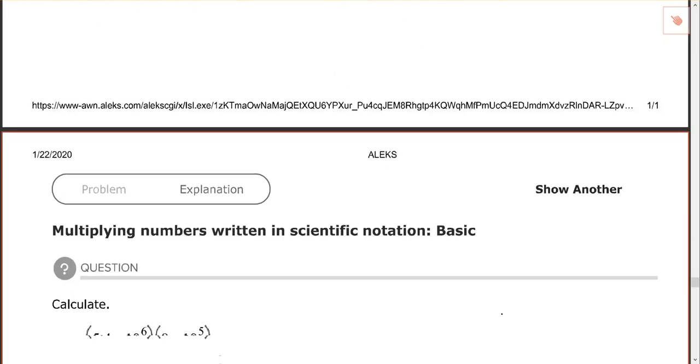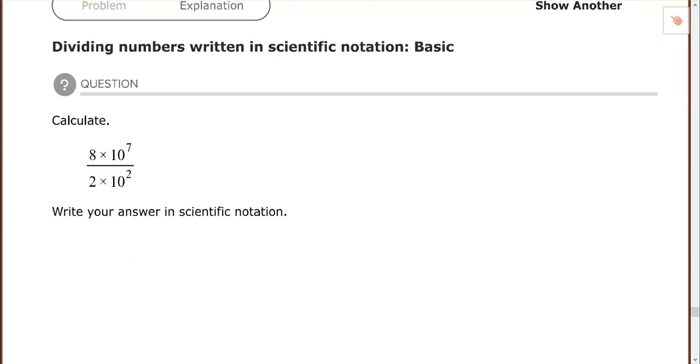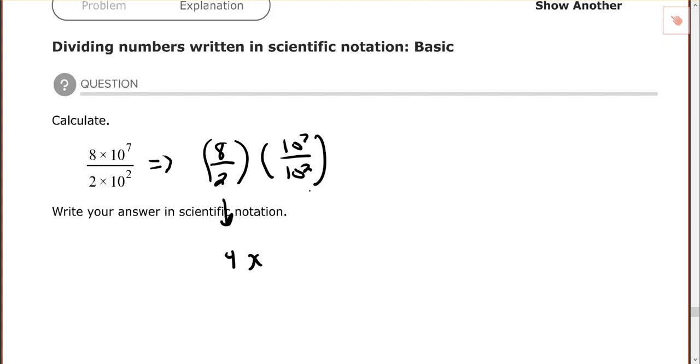Okay, I think you can handle those now. So let's look at division, and then we'll wrap this up. All right, so dividing. So we have 8 times 10 to the 7th divided by 2 times 10 to the 2nd. Same idea here. Write the answer in scientific notation. So we have 8 divided by 2 times 10 to the 7th divided by 10 to the 2nd. So 8 divided by 2 is 4.